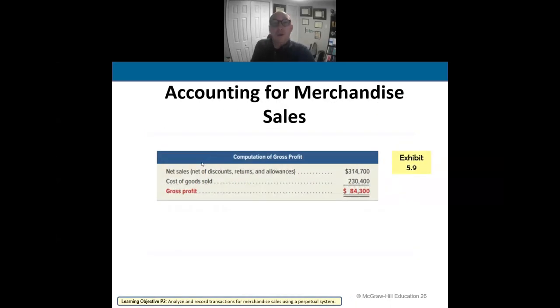Under the perpetual inventory system, the one that continuously updates, we compute gross profit by taking your sales, minus discounts, minus returns and allowances. Sales, minus cost of goods sold, equals gross profit. Net sales means net of discounts, returns and allowances. So after any discounts, returns and allowances, that's your total sales. Minus cost of goods sold equals gross profit.